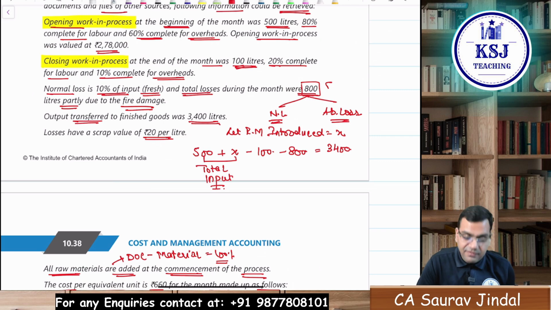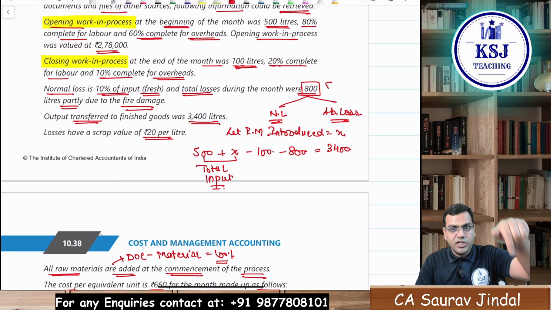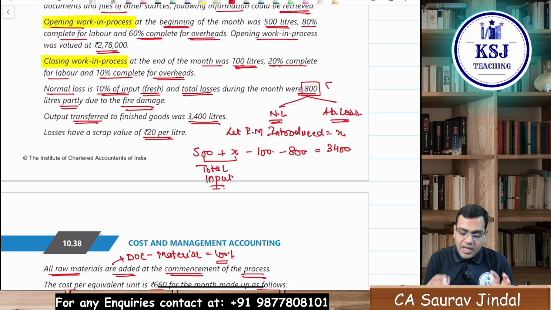I'm saying 500 opening WIP plus fresh input, that is your total input. Out of that, 100 is still in the process, that is a closing WIP. 800 has been lost, whether it is a normal loss or an abnormal loss, it has been lost. And so whatever the remaining is, what? The remaining is transferred to the finished good, that is given as 3400.